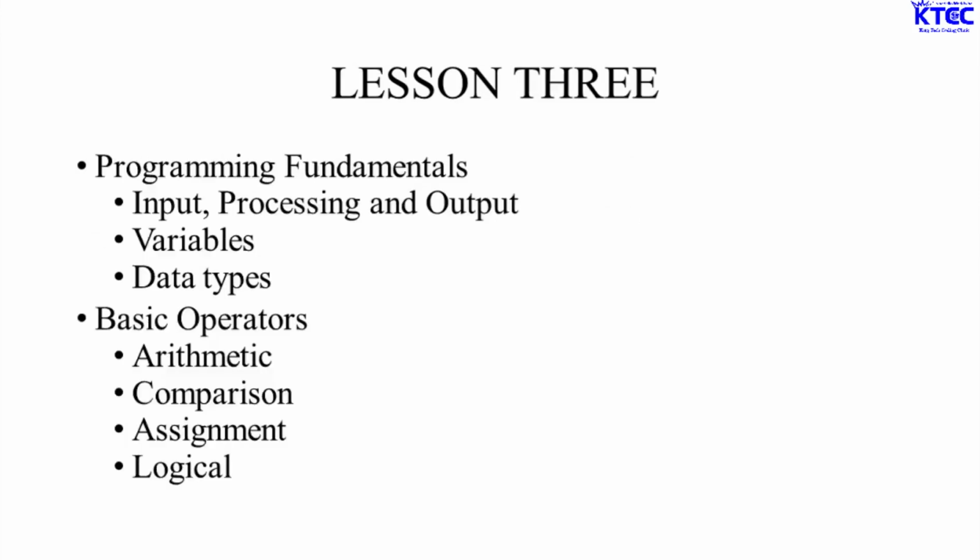With lesson 3, we're going to look at programming fundamentals, where we have inputs, processing, and output. From there, we look at variables, how to declare variables, how to name variables, techniques involved in naming variables, the do's and don'ts as far as naming of variables is concerned. From there, we proceed and look at data types, where we have the Boolean, floats, integers, strings, characters, and many more. From there, we look at basic operators, where we have the arithmetic, comparison, assignment, and finally, logical operators. And that will bring us to the end of lesson 3.